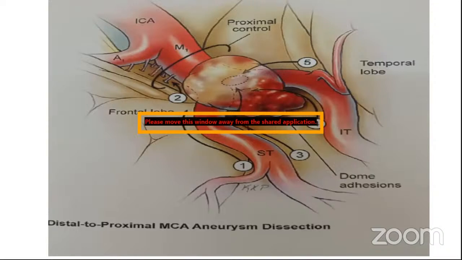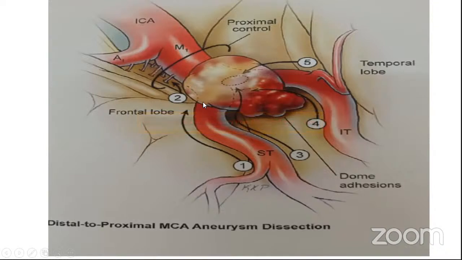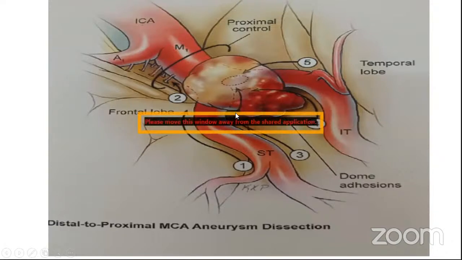There are different steps. Step one is following the superior trunk from the distal part going proximal to the neck, identifying and preparing the M1 segment for proximal control. Step three is following the superior trunk from the inner surface. Step four is following the inferior trunk again from the inner surface from the other side, and then finally reaching the neck of the aneurysm and applying the clip over the neck of the aneurysm.